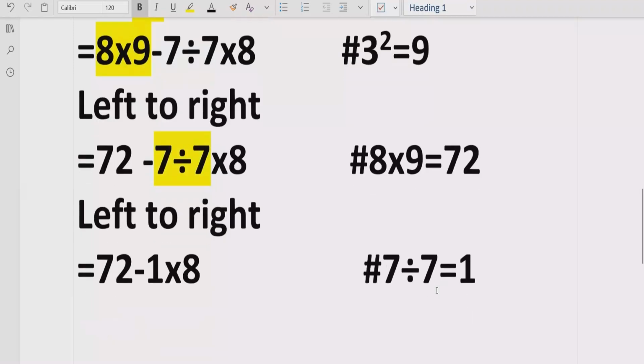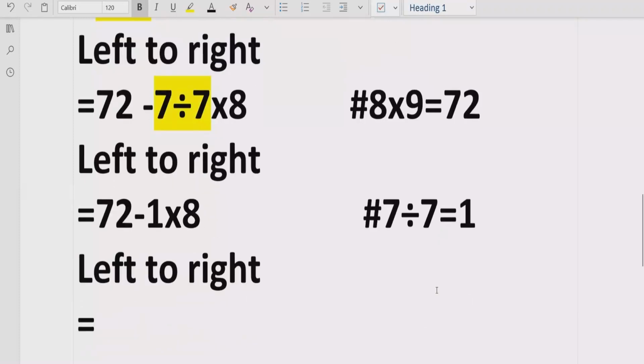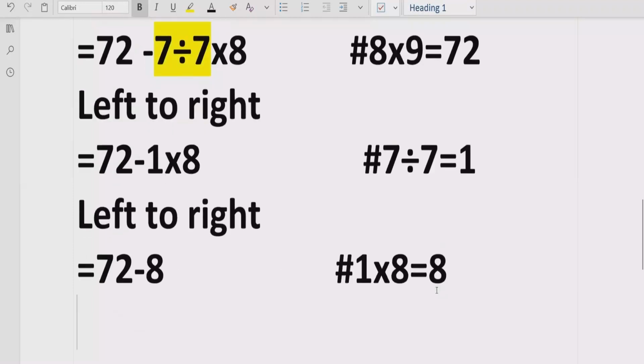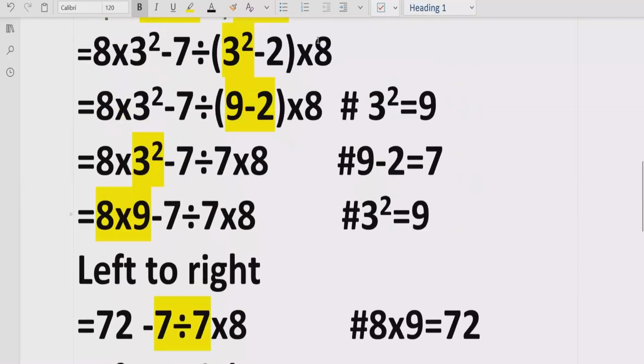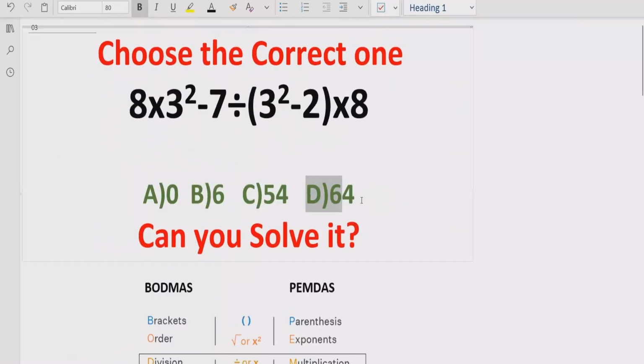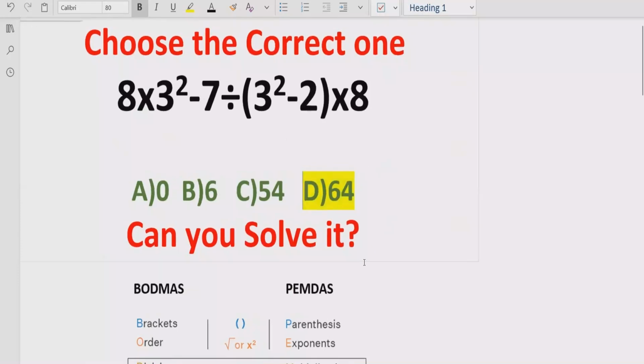Now, again, we have to go left to right and find out which is coming first. So 72 minus 8 multiplied by 1, which is equal to 8. And here we give the reference: 1 multiplied by 8 equals 8. And here we have two terms which are subtracting each other. So we will subtract both of them and get the answer, 64. So the answer of the given expression is 64. If you see the answer list, answer D is the correct answer of this expression.